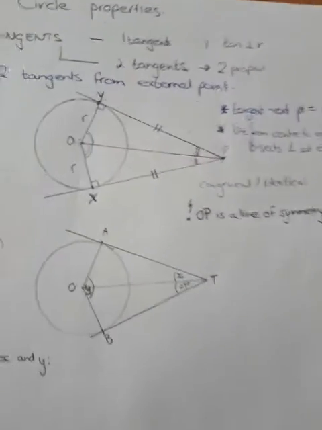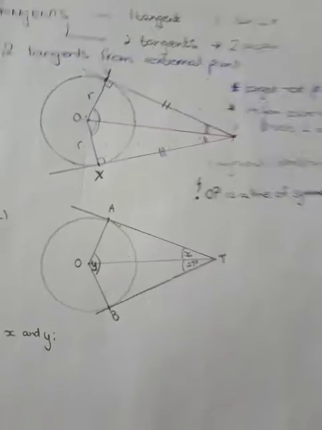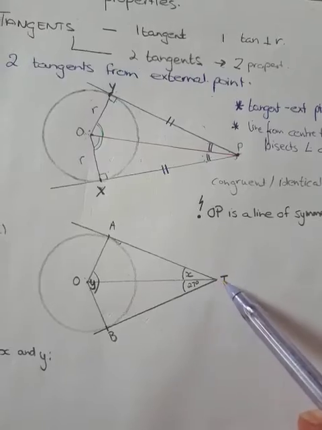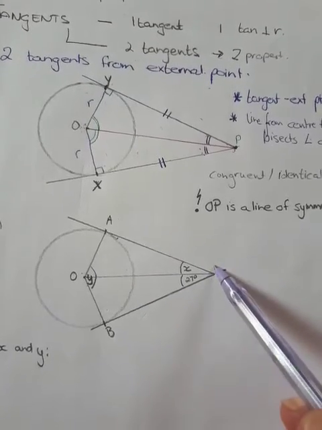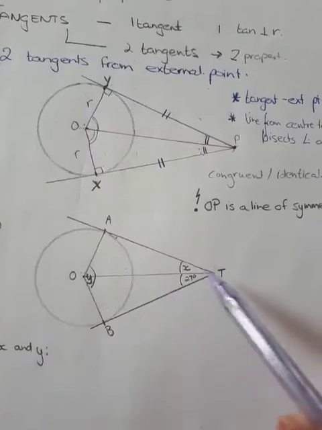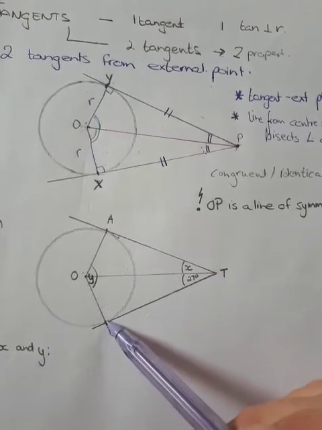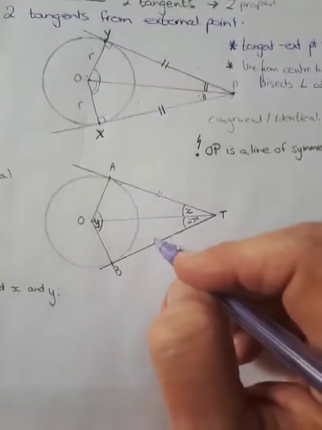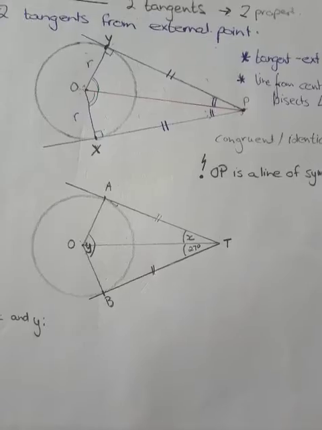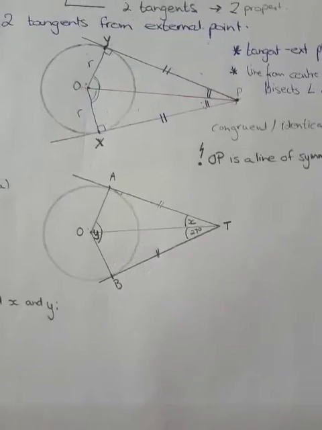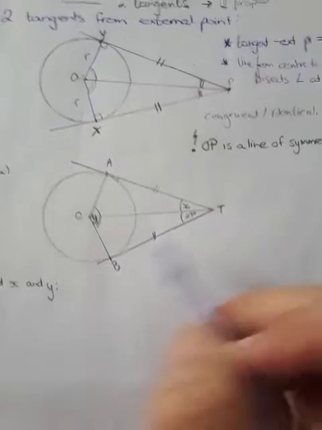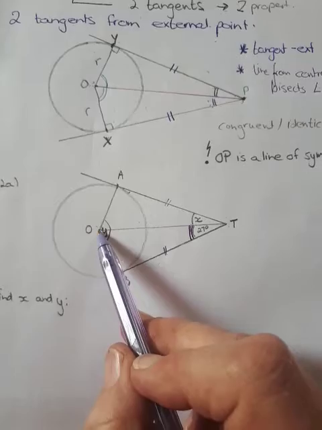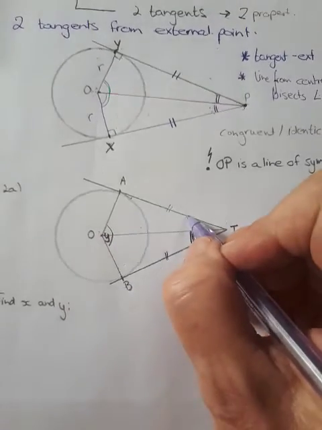Okay, if we then look at the following example, we've got the circle with center O, an external point T, a tangent TA, and a tangent TB. Now remember from the previous law, immediately you know that AT and BT are of the same length, but you also know that angle OTB is equal to angle OTA.